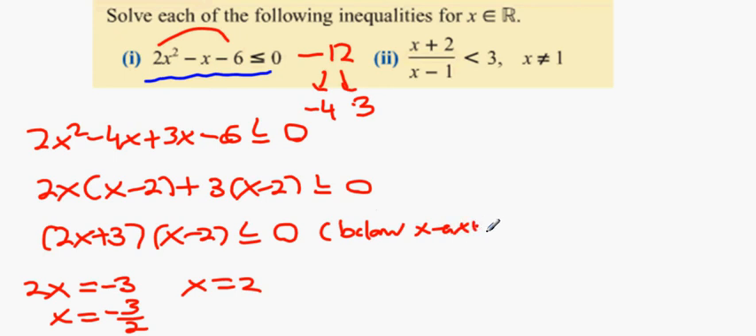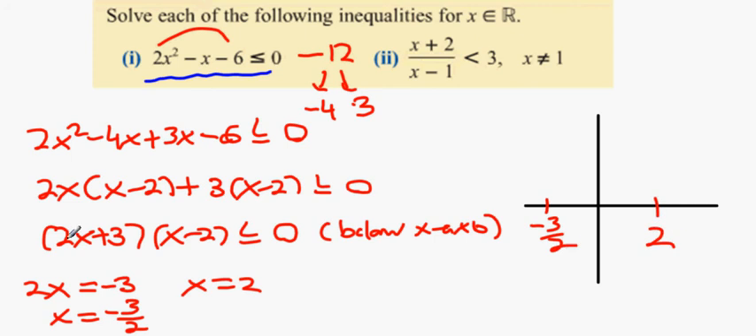Okay, the y value needs to be below the x-axis. Quick draw of it, like so. And what we have is minus 3 over 2 on this side, 2 on the other side. It's once again a U-shaped graph because it's a positive x squared. Goes up and under.